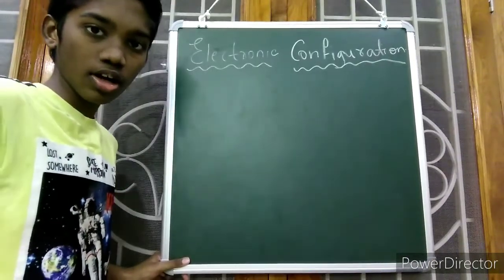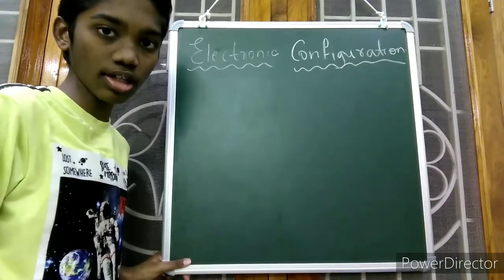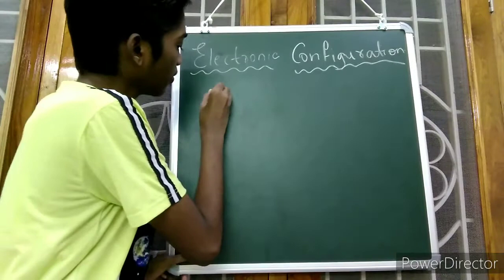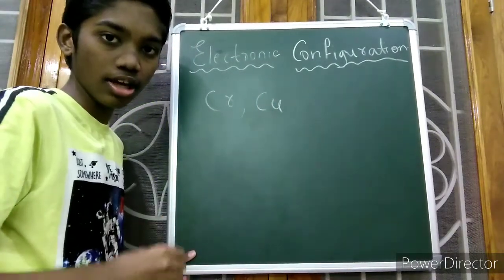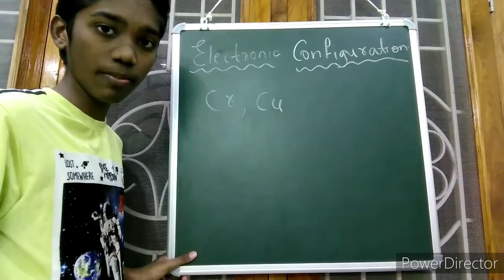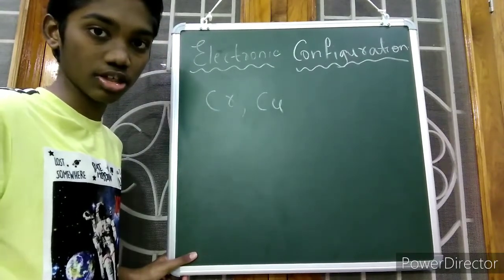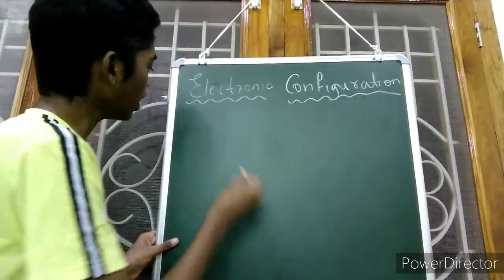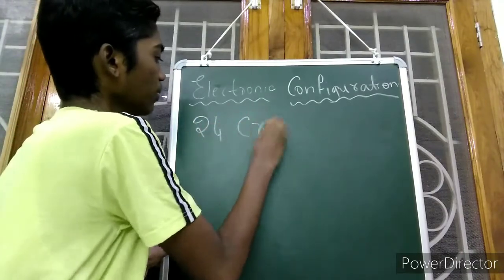The electronic configuration of all the elements can be written by using the Aufbau chart, or a normal method. But in the case of chromium and copper, if we write their electronic configurations by following the Aufbau chart, it will be wrong. So I will explain how we can write this electronic configuration. I will write the electronic configuration of the element chromium. We know that the atomic number of chromium is 24.